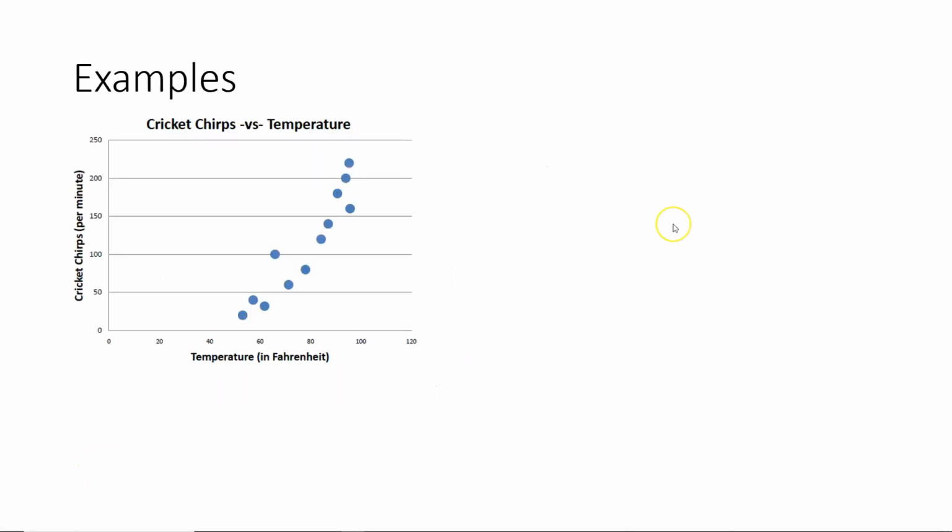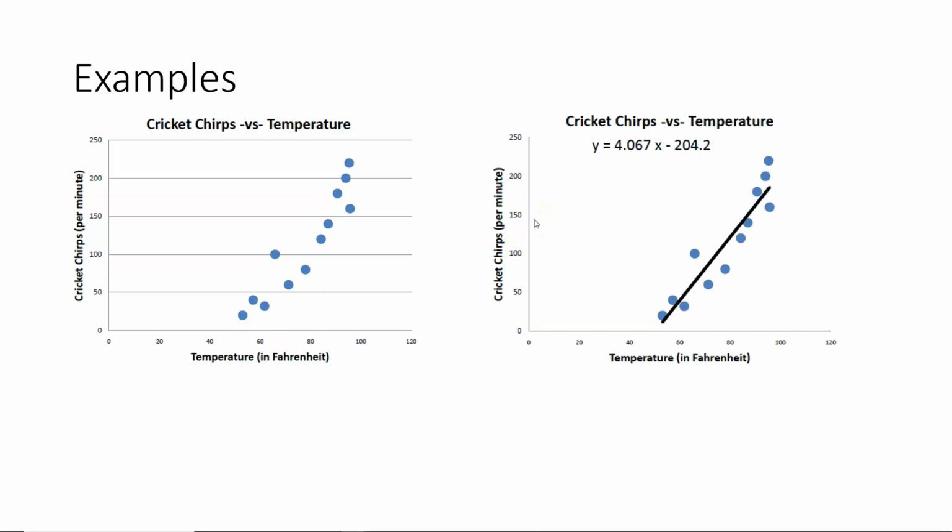So from section 8.2 and 8.3 of the alternate textbook, let's look at a couple of examples that illustrate what we mean by a line of best fit and a linear regression equation corresponding to it. Here on the screen, on the left, I have a scatter plot of cricket chirps versus temperature. On the right-hand side, I have shown a line of best fit that was generated by our guru going through the points. The equation, which we call a linear regression equation, that matches that line is shown on the screen, and it is y equals 4.067 times x minus the y-intercept of 204.2.